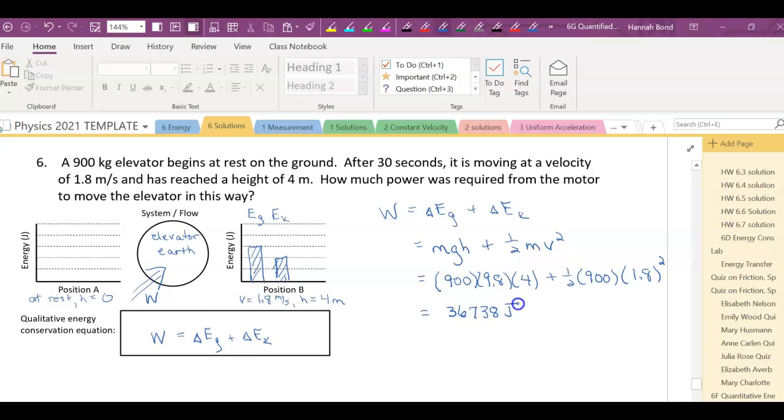So the work that was done is 36,738 joules. To find the power, I take that amount of work and I divide by the amount of time that it took to do the work. Here it says that it took 30 seconds. And so that motor must have been using 1,224.6 watts.